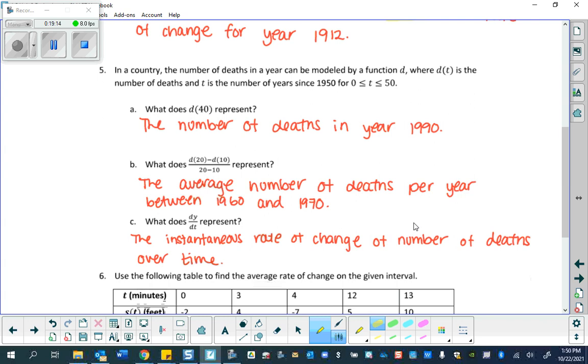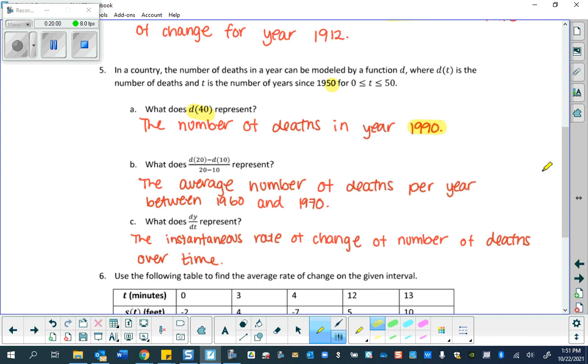Okay, in a country, I don't know which one, I'm kind of curious. The number of deaths in a year can be modeled by the function D, where D of T is the number of deaths and T is the number of years since 1950, and I'm only giving myself 50 years of a range. So D of 40 means 40 is my input. I'm looking for the number of deaths, my output, after 40 years. So when I add that 40 onto 1950, that's going to give me 1990. The number of deaths in the year.